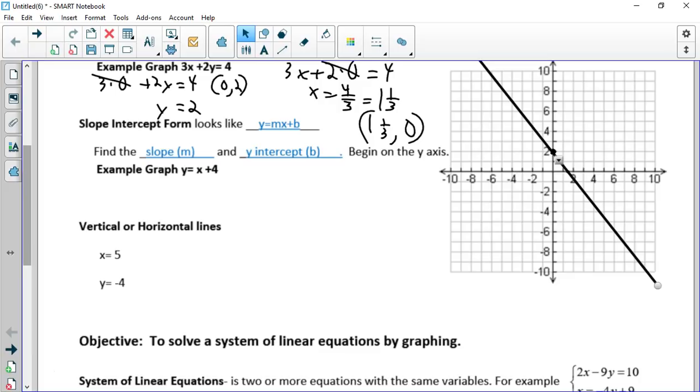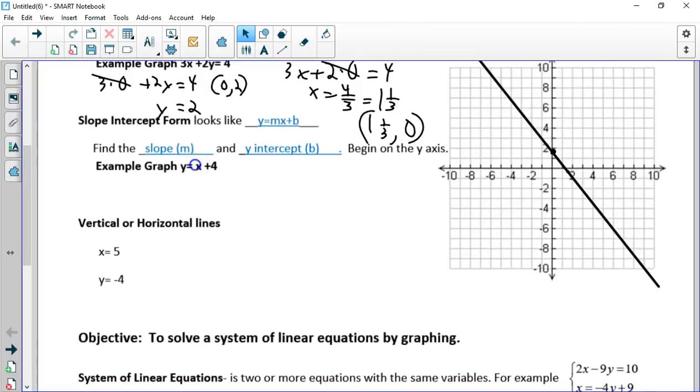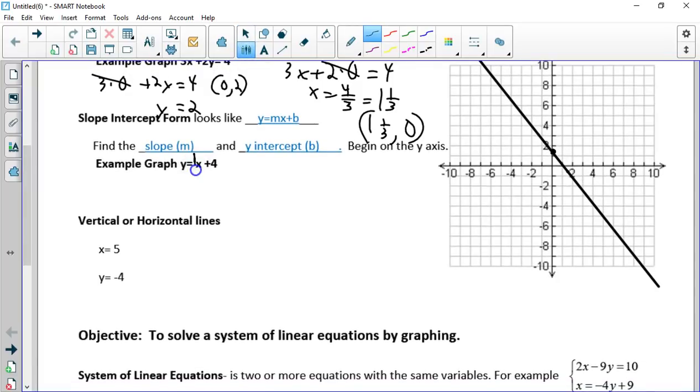So, m is 1. That's the slope of 1. And b is 4. So let's change color here. So we always start here. And then my slope is up 1, right 1. Or down 1, left 1. And there's my line for y equals 1x plus 4.